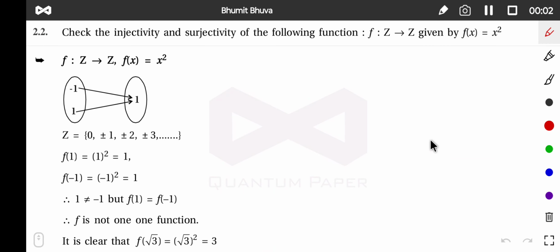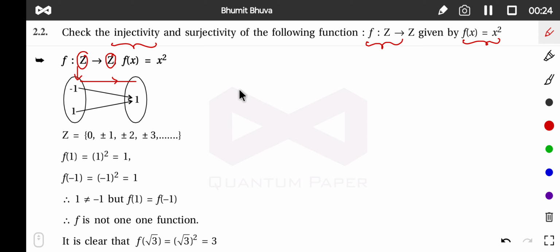Hello everyone. In this class, we will discuss the injectivity and surjectivity for the function f from Z to Z given by f(x) = x². Injectivity means every element from the domain has a unique image in the codomain. But here the domain and codomain are both the integers.